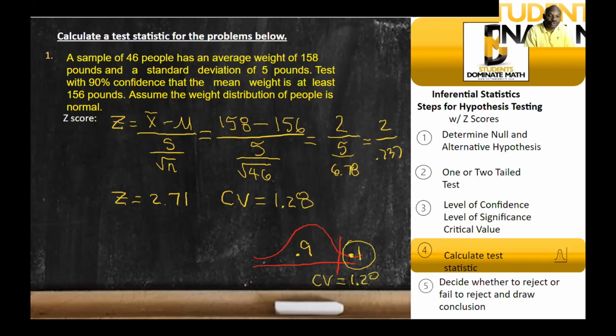I want to use this time now to talk about where that came from. How did we use this 0.9, this area to the left of the critical value? This area is to the left of this border, if you will, that's separating the rejection region from the failure to reject region.